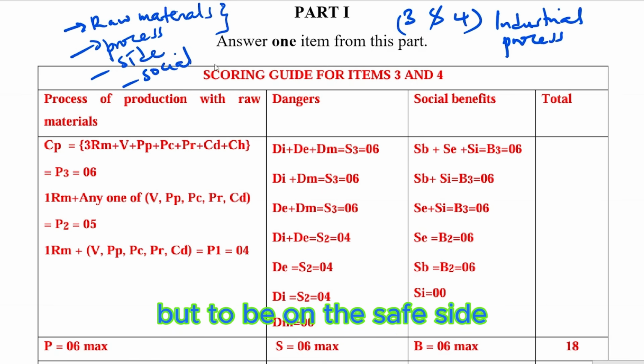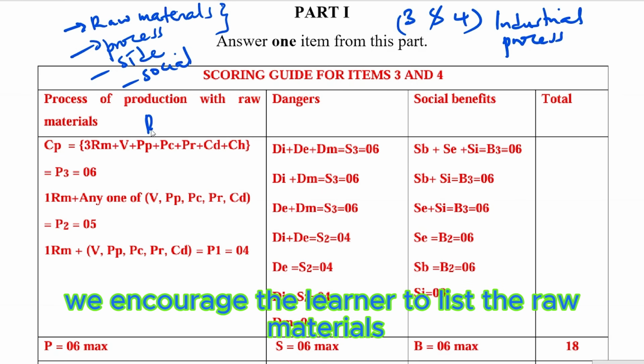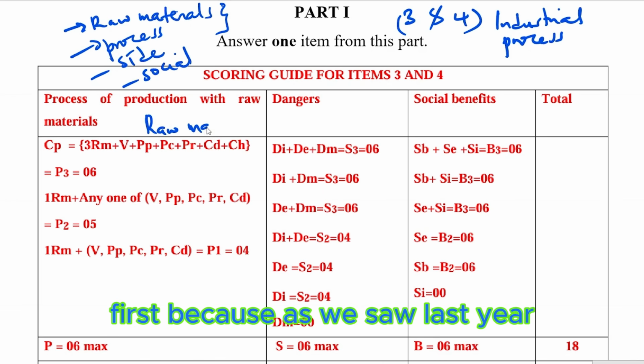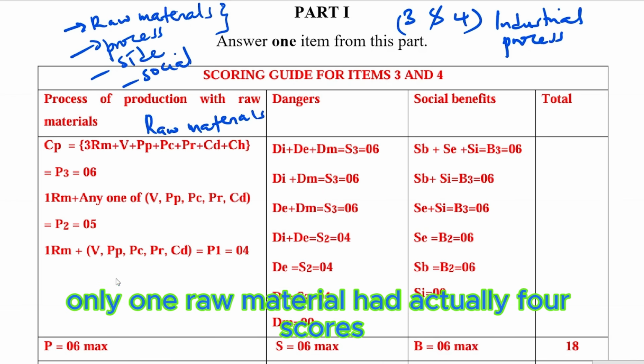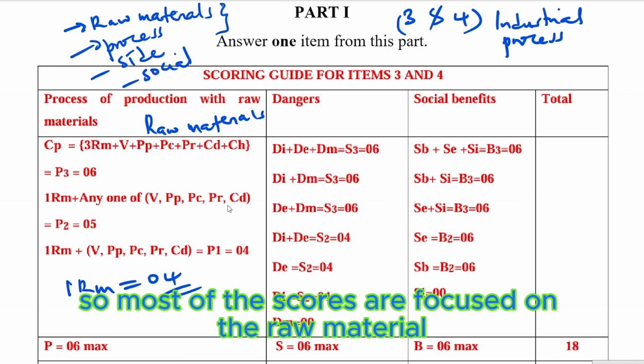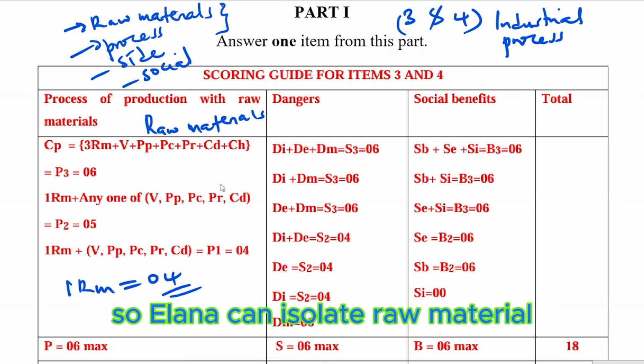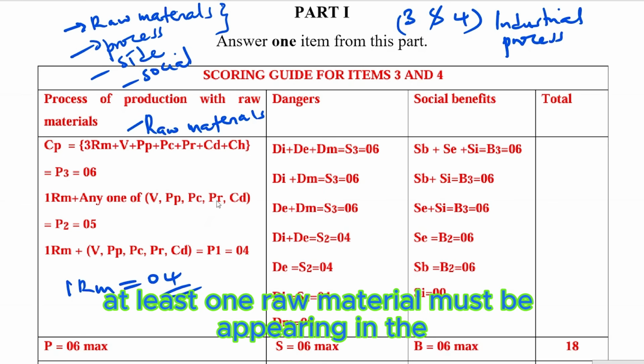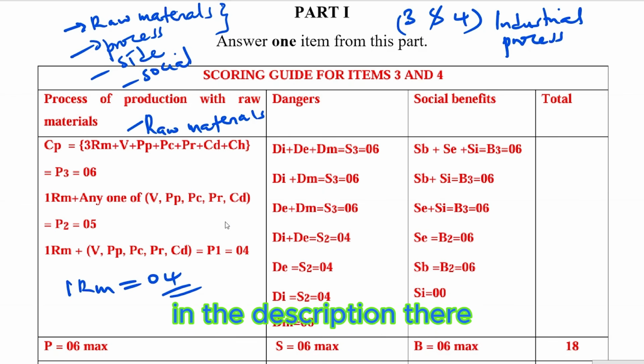But to be on the safe side, we encourage the learner to list the raw materials first, because as we saw last year, only one raw material had actually 4 scores. So most of the scores are focused on the raw material. So a learner can isolate raw materials. At least one raw material must appear in the description there.